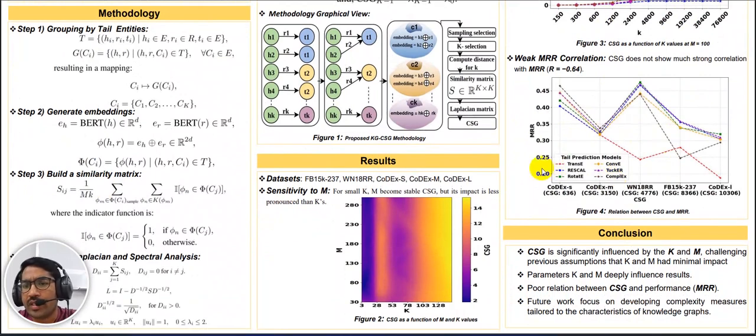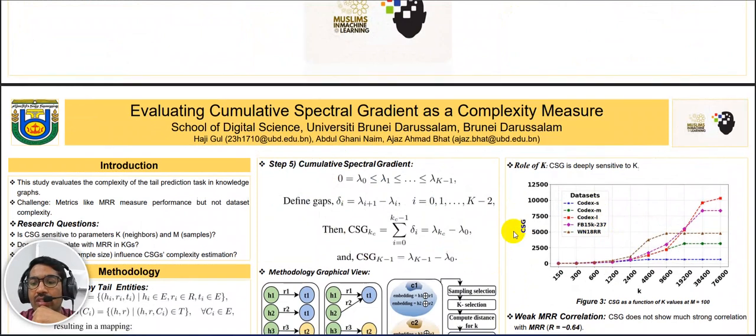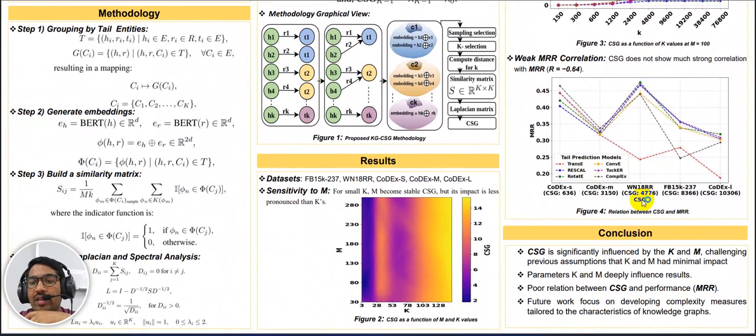In the next figure, we compare how much MRR and CSG are correlated. If the CSG is increasing, then what about the MRR? They have a correlation, 64%, but it is not that good a correlation. On the x-axis, if we increase the CSG value, the MRR value is decreasing. So they have an inverse correlation, but it is not that good. So in these results, we practically prove the relationship between m and k value, the CSG and k value, and MRR and CSG value. And this is a new method for knowledge graph completion dataset complexity measurement.